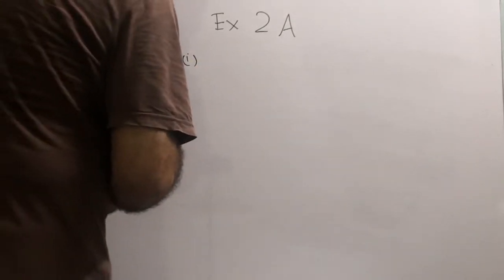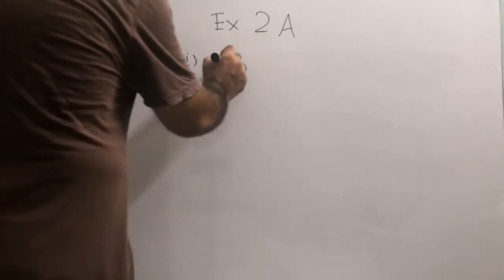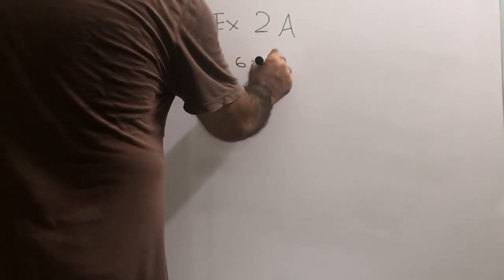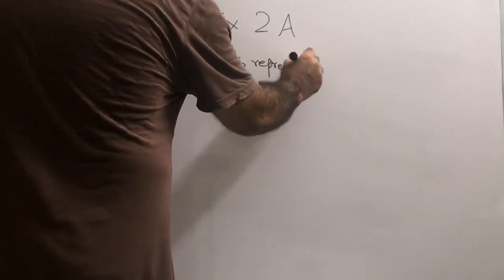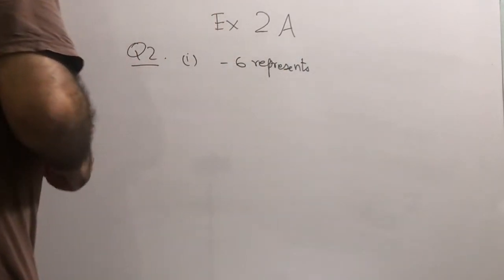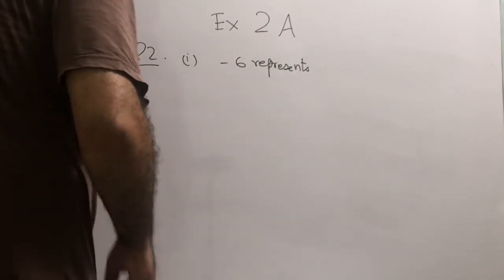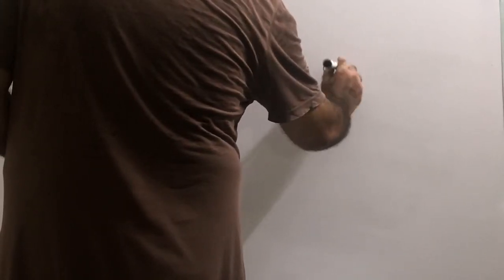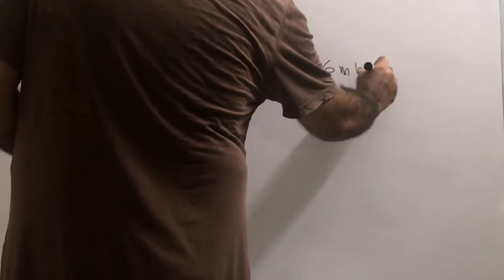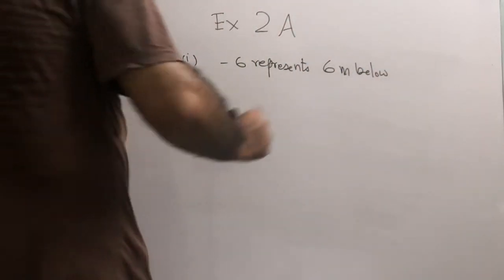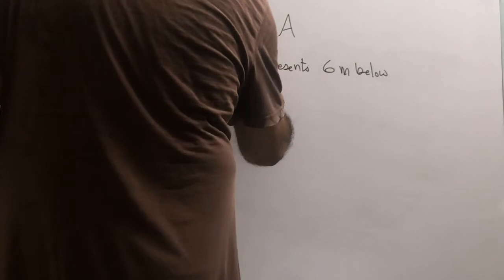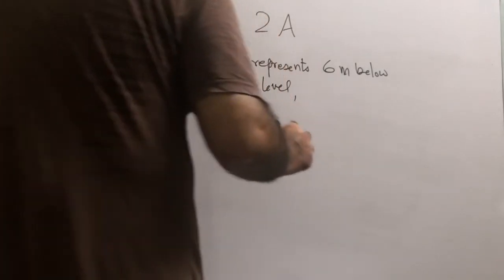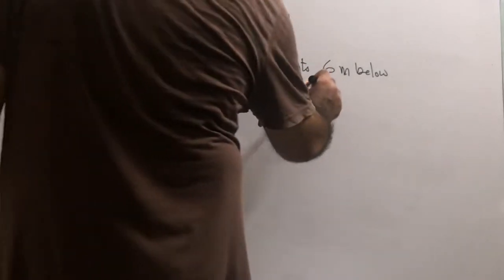It says if minus 6 represents 6 meter below sea level. This is 6 meter below sea level. Okay. Then plus 30 represents.